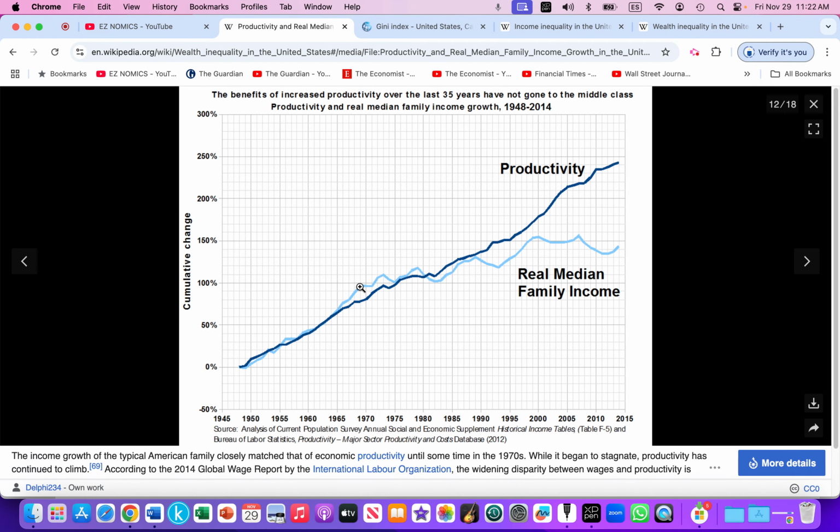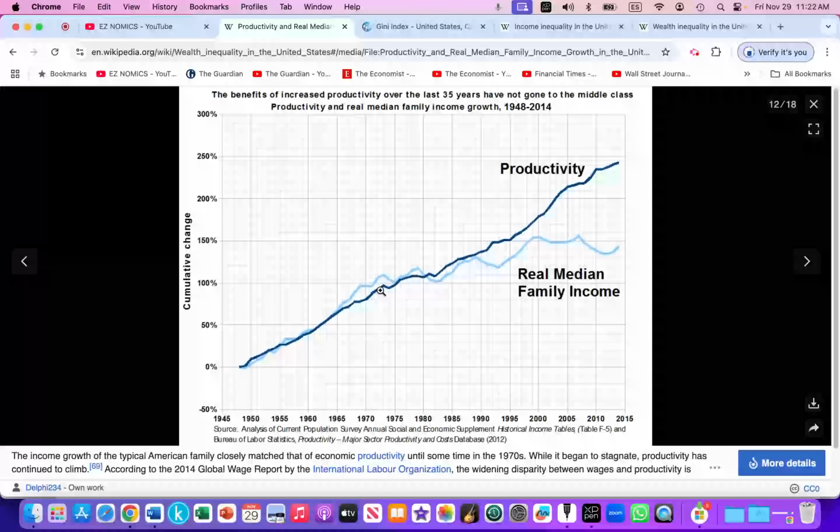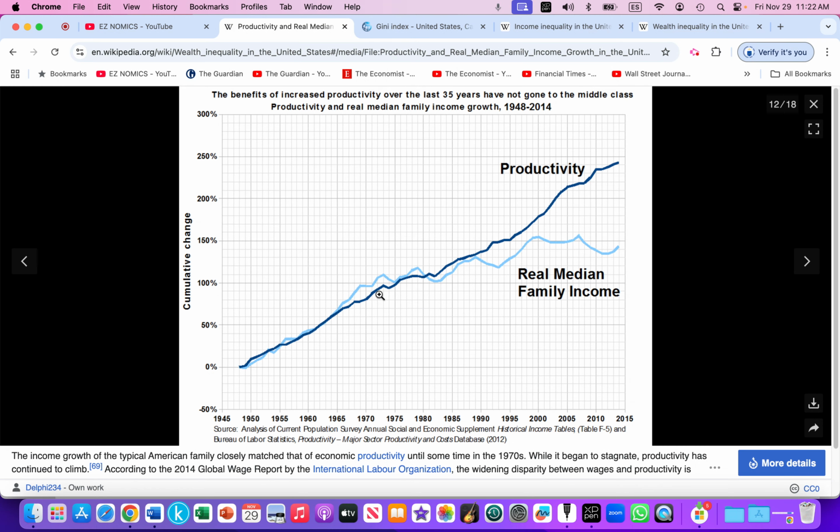And we can also see from 1965 and 1975 approximately, real median income is actually greater than productivity. So that was a period of significant economic growth, rising incomes distributed fairly well across the United States. But from 1980 onward, that changes.